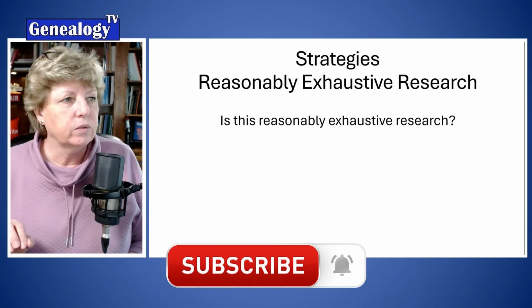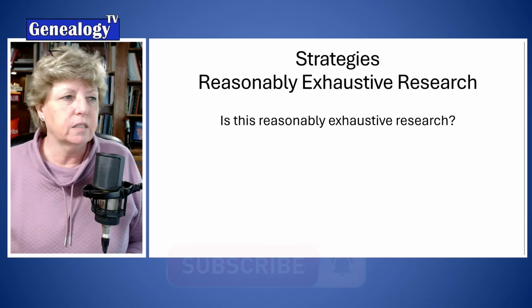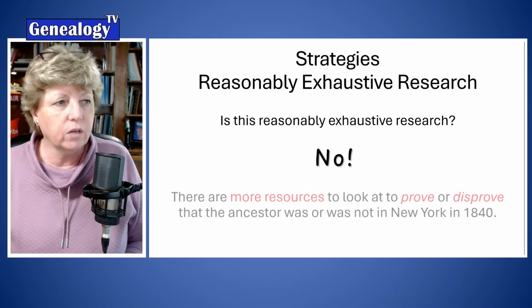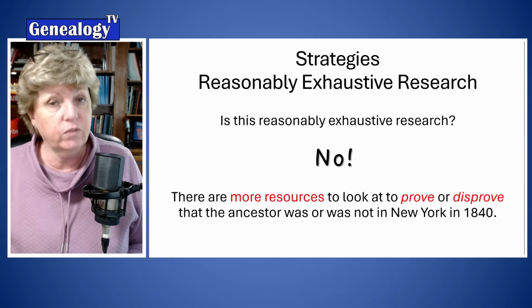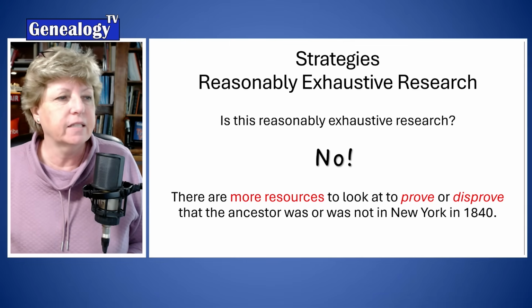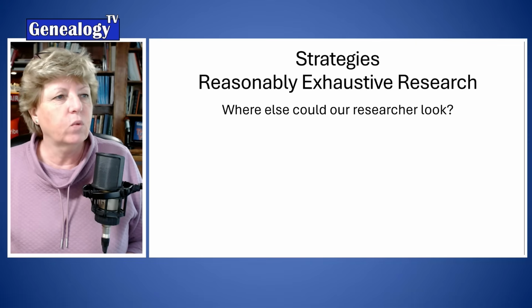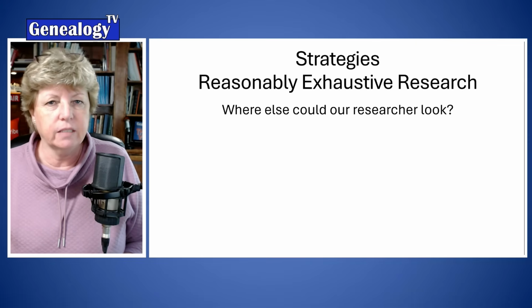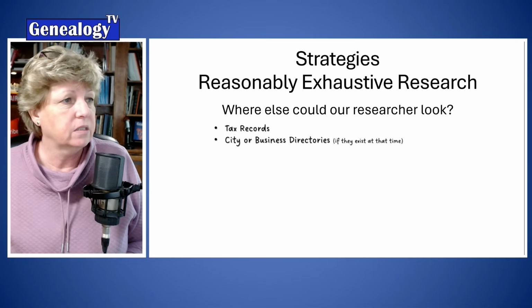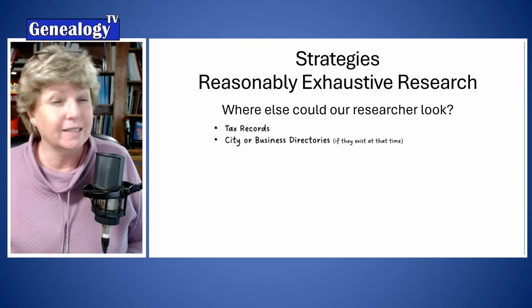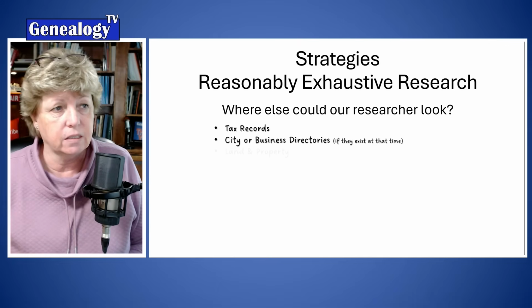So when we think about strategies for that reasonably exhaustive research, is this reasonably exhaustive research? No. There are more resources to find, to look for, to prove or disprove that the ancestor was or was not in New York in 1840. So where else could we look for that ancestor in that time period, right? Maybe tax records, city or business directories, if they exist at that time. Now, this is 1840, so they may not exist at this time.